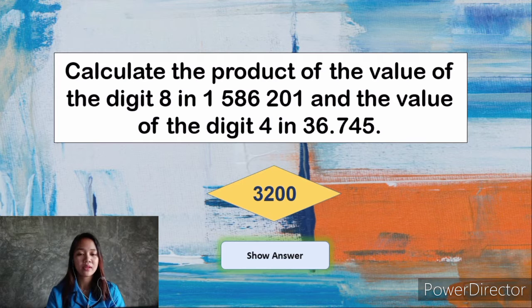Next, calculate the product of the value of the digit 8 in 1,586,201 and the value of the digit 4 in 36.745. So, ang magiging sagot is 3,200. So, anong gagawin natin para makuha yung sagot na 3,200? So, here is the solution.